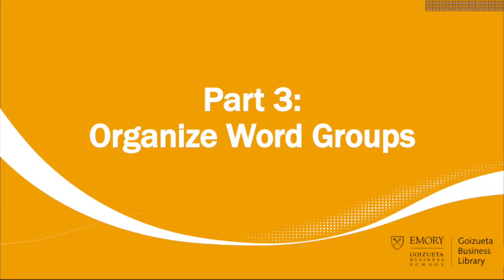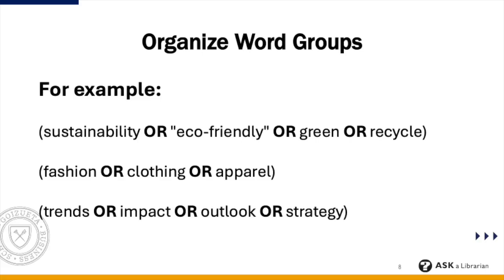Part 3, Organize word groups. Now, group synonyms and trigger words together using OR. For example, in parentheses, sustainability or, in quotation marks, eco-friendly, or green, or recycle. In parentheses, fashion or clothing or apparel. In parentheses, trends or impact or outlook or strategy. By grouping, you tell Google, I'm open to any of these closely related ideas.